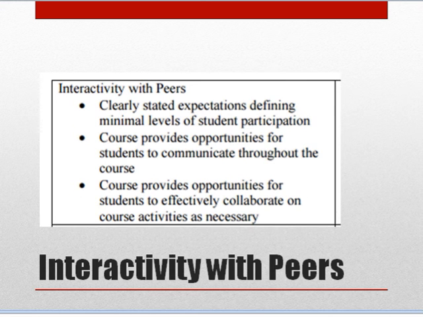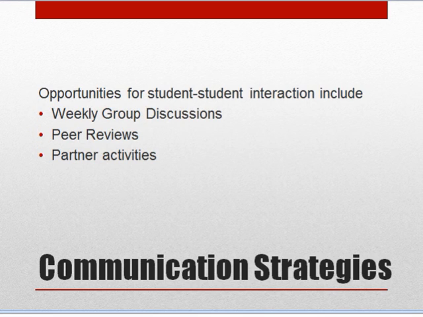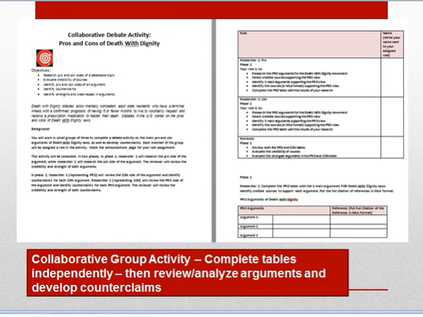In addition to interactivity with the course content, students have a wide variety of opportunities to interact with each other. Weekly group discussions based on the course contents allow critical reflection. Peer reviews are structured in each unit to give students the opportunity to give and receive feedback. Partner activities allow students to practice researching pros and cons of an argument, sharing the results of research, and developing counter-arguments. Here's an example of a collaborative debate activity on the pros and cons of death with dignity.